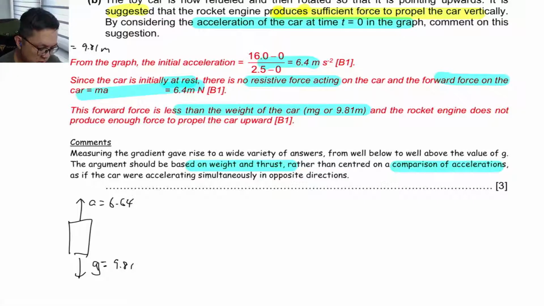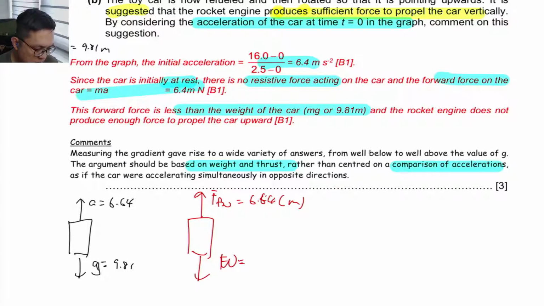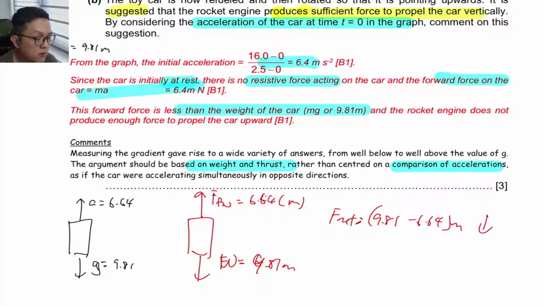Let me just change color. So this is your F forward, right? And then this is your 6.64 times M, and then weight is equal to 9.81 times M. Okay, then your net force F net is equal to (9.81 minus 6.64) M, which is downwards. Okay, so your car won't accelerate upwards.